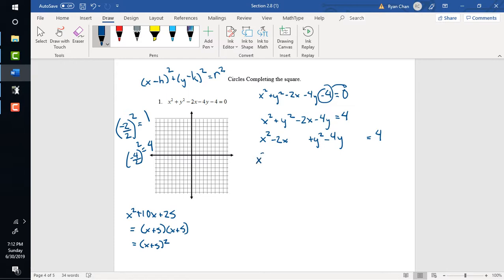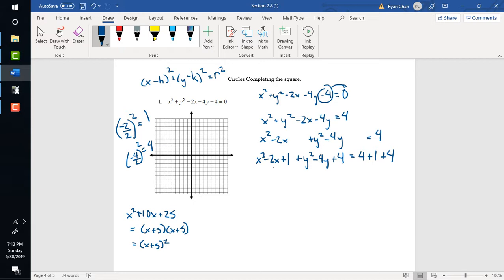So now what I'm going to do is add 1, and then add 4. So it'll be 4 plus 1 plus 4. Let's understand what's happening here. I am adding 1 and I'm adding 4 to make these perfect squares, but I must also add 1 and 4 on the opposite side to balance it out. You can't just arbitrarily add a number on one side of the equation and do nothing to the other side, because it's not going to be balanced.